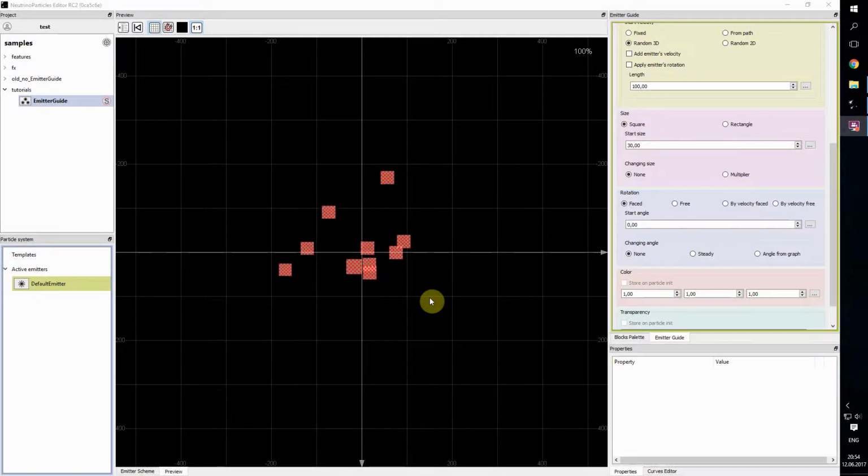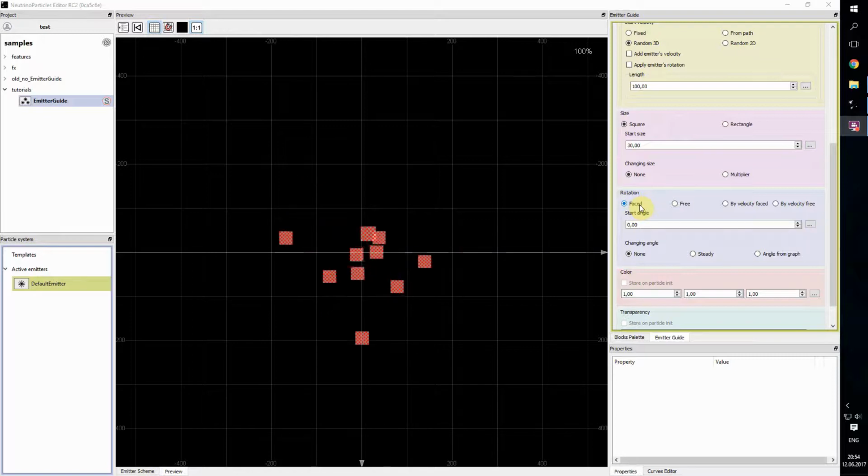Hi guys, this is a video tutorial for NeutrinoParticles editor, and in this tutorial I will continue with the rotation section of the EmitterGuide. In this section you can control rotation of particles. This rotation has two different modes or options: phased, free, by velocity phased, and by velocity free. The default one and the first one is phased rotation.